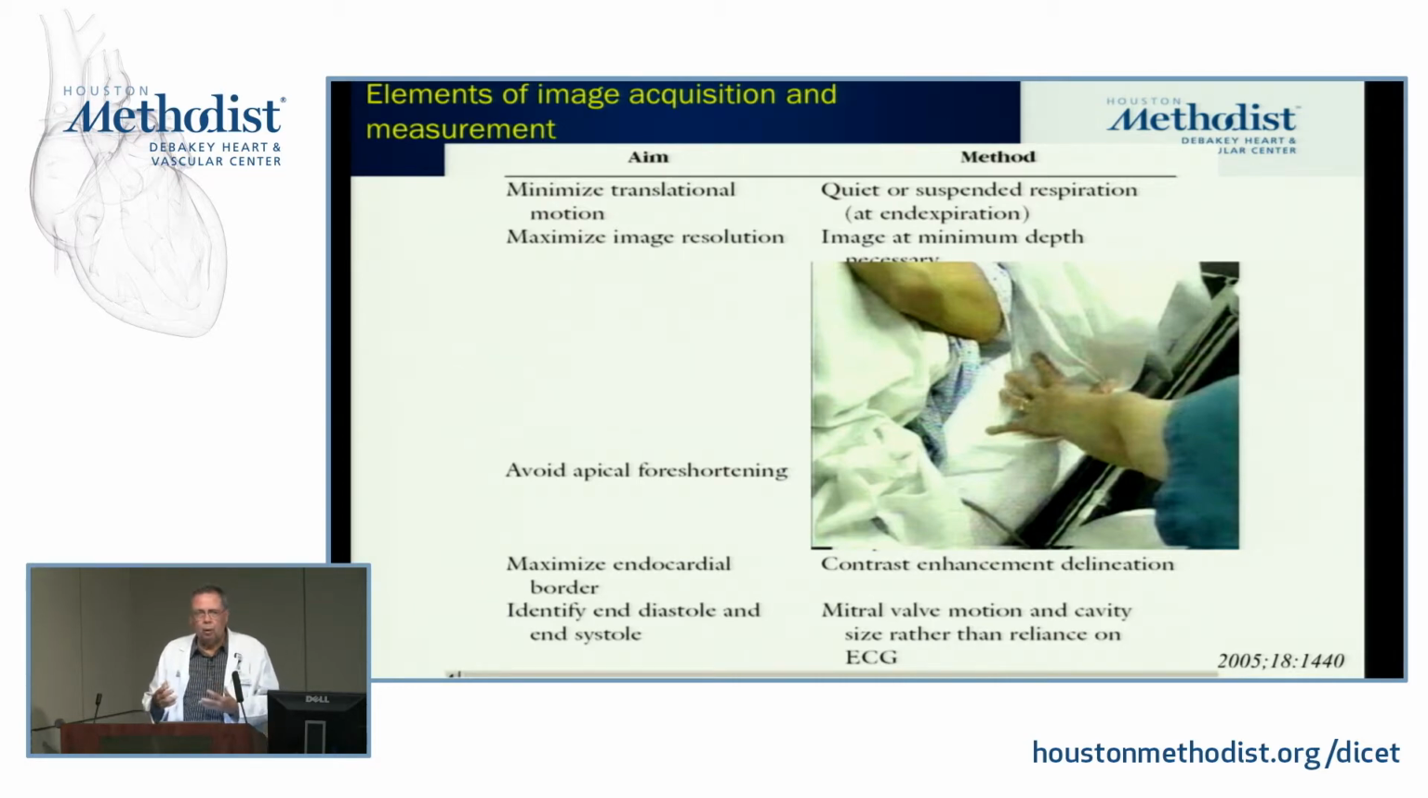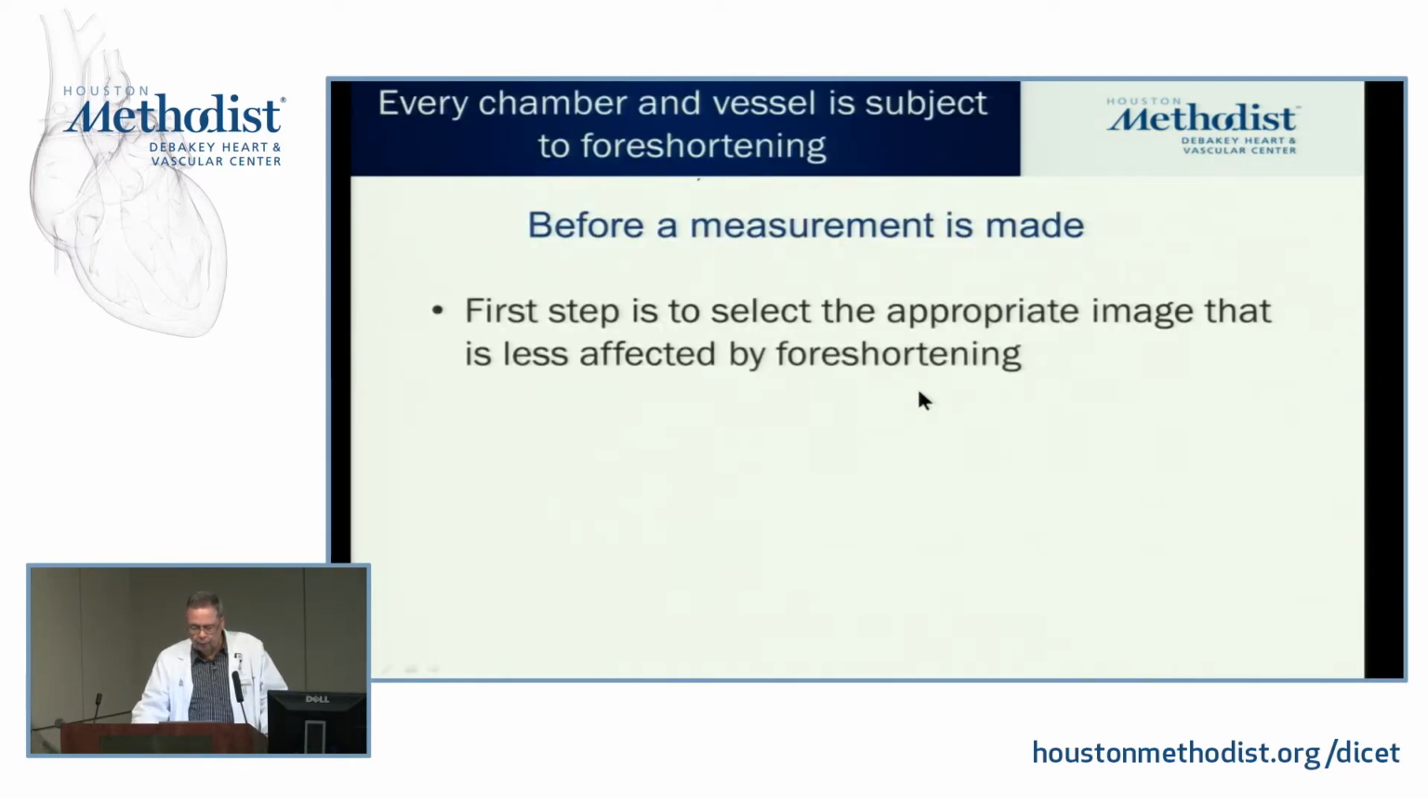So a lot of our portables are going to struggle more and have a little bit more trouble getting a proper apical view. So before any measurements are made, first step is to select the appropriate image that is less affected by foreshortening. And that is true for anything. That is true if you're doing LV dimensions, LV volumes, left atrial volumes, RV size. Any measurement we're making, the very first step is choose the best image, the best for that particular chamber.